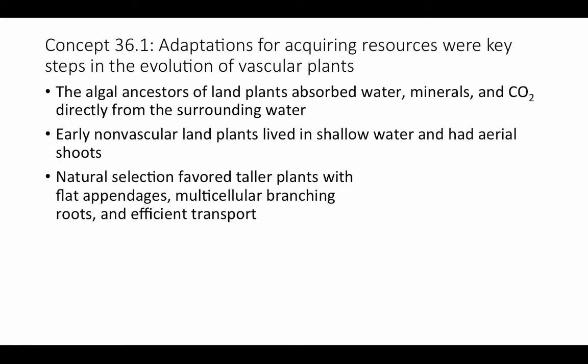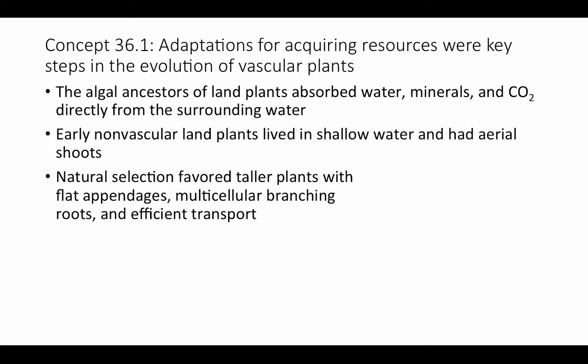So natural selection would have favored taller plants with flat appendages, multicellular branching roots, and efficient transport. Why? Because when you start to get dense assemblages of photosynthetic organisms, things living close to each other, then you start to have shading of photosynthetic plants by other plants.